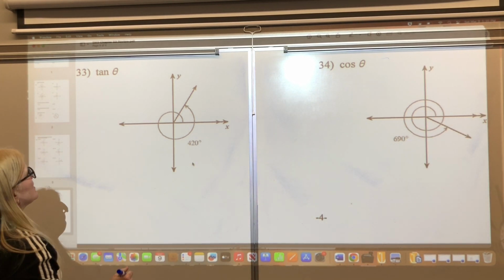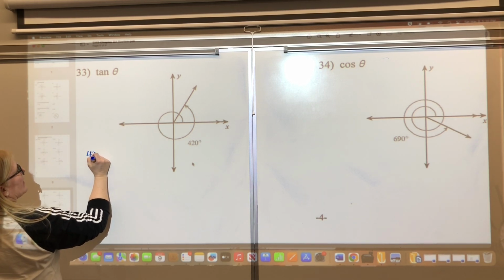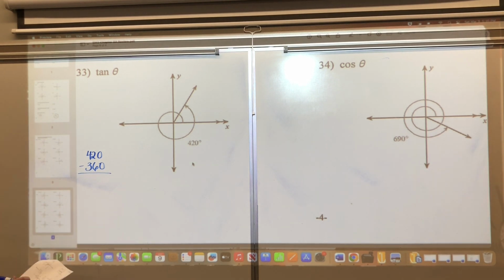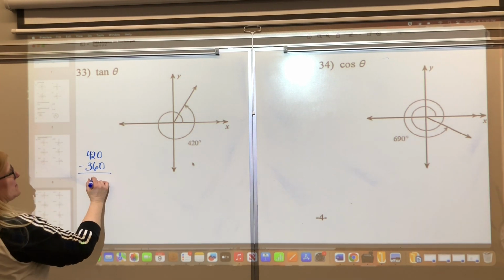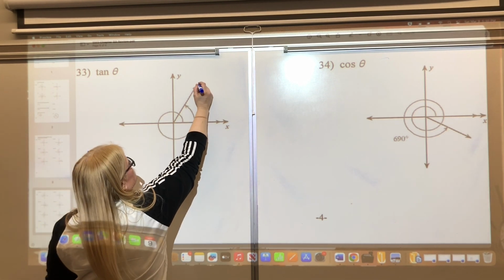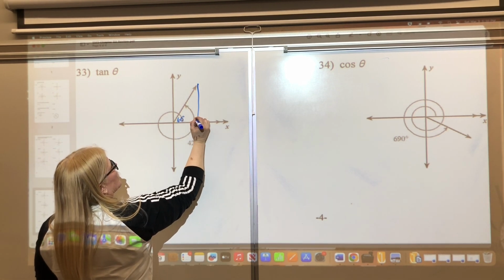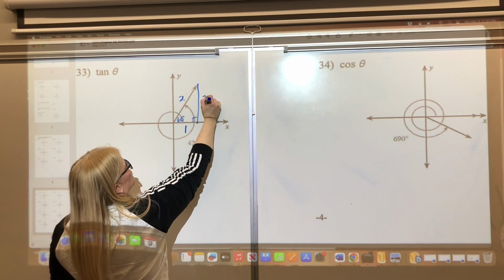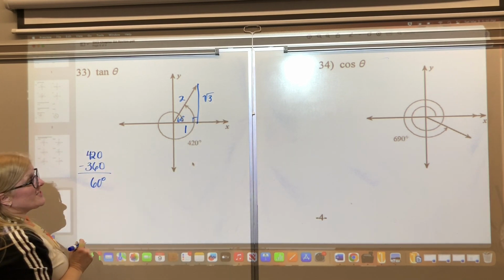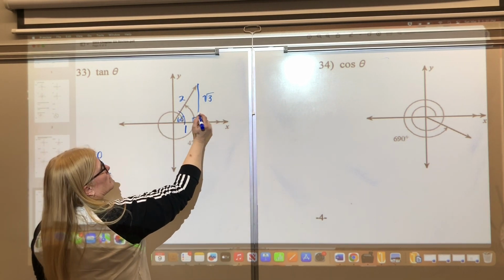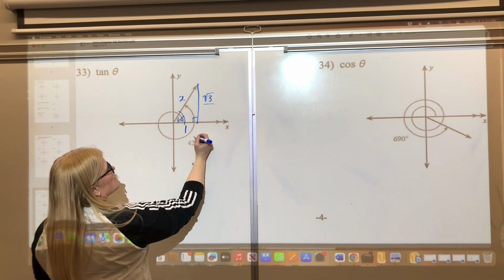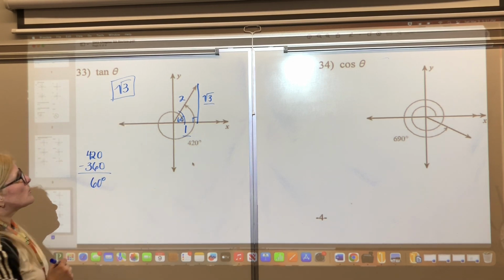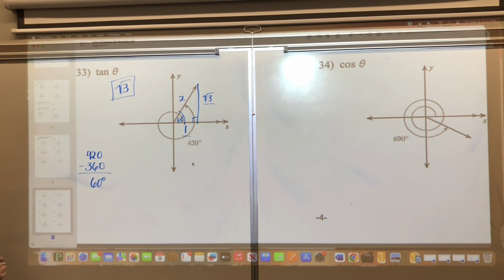Okay, 420. Let's take 360 off of that, shall we? So we can see what we're dealing with. Well, 420 minus 360 is 60. So this is a 60-degree angle. Both of these are positive. So we have 1, 2, √3, and they want tangent. So we're doing opposite over adjacent. So it's just √3. Those are so nice, aren't they?